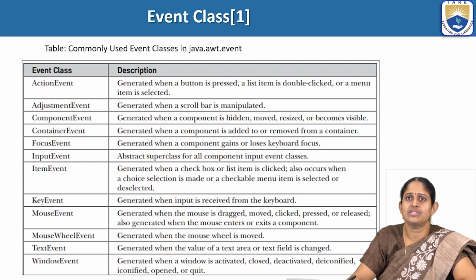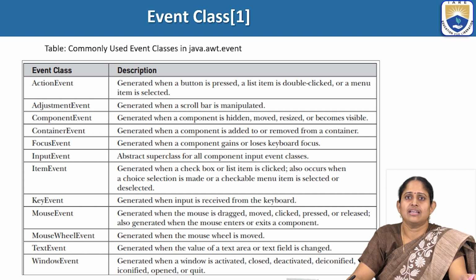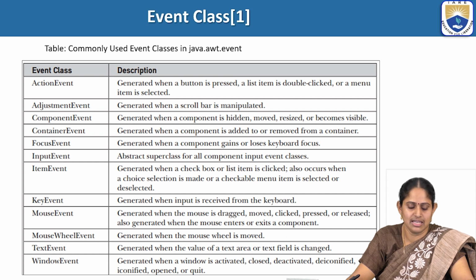These are the commonly used event classes in java.awt.event. The action event is generated when a button is pressed, a list item is double-clicked, or a menu item is selected. Adjustment event is generated when a scroll bar is manipulated. Component event is generated when a component is hidden, moved, resized, or becomes visible. Container event is generated when a component is added to or removed from a container. Focus event is generated when a component gains or loses the keyboard focus. Input event is the abstract class for all component input event classes.